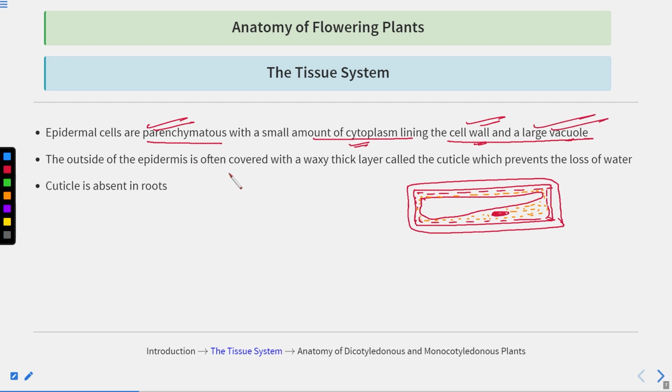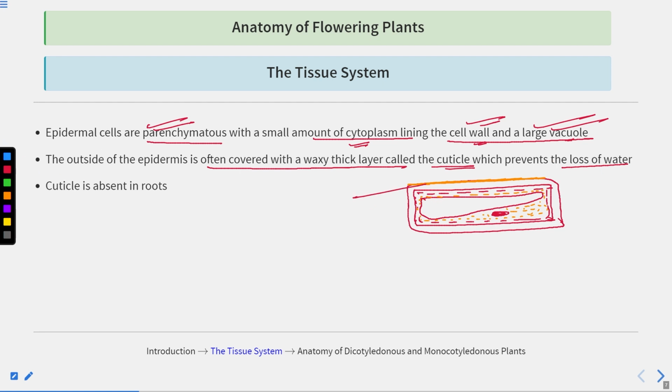And the outside of the epidermis is often covered with a waxy thick layer that is called the cuticle, which prevents the loss of water. So at the surface, what you see is a deposition of a waxy layer, and that is making the cuticle.